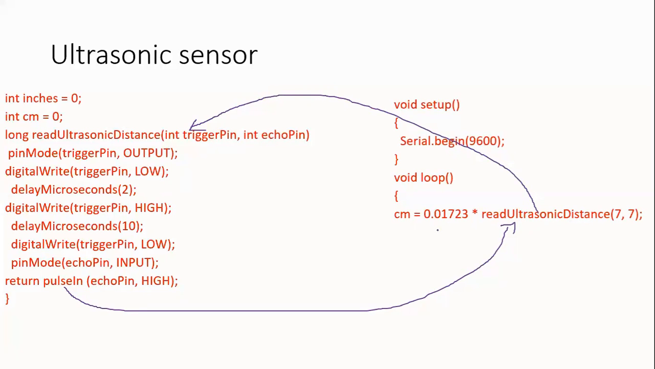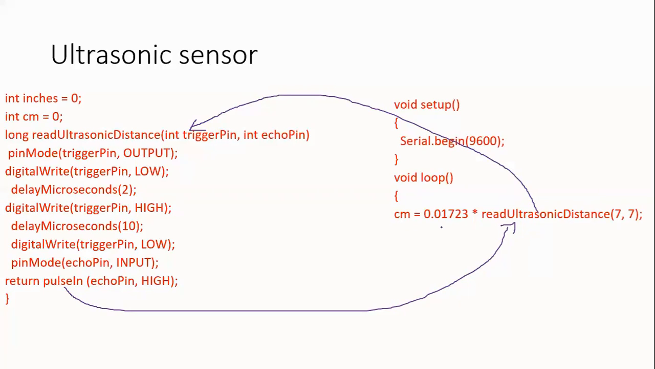So we represent the 340 meter per second in centimeter per microsecond, divided by 2. Okay, so that is 0.01723, and here into the time period, that will give us the distance. Okay, distance equal to time into speed.